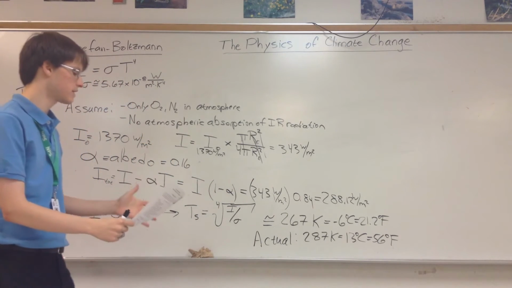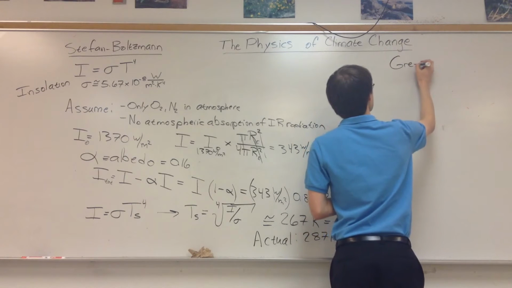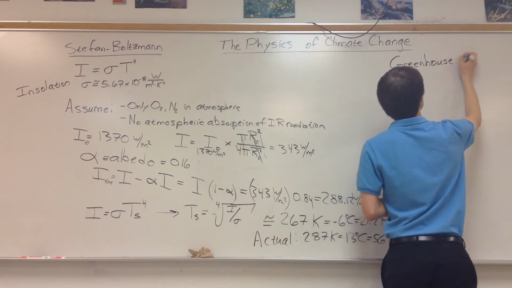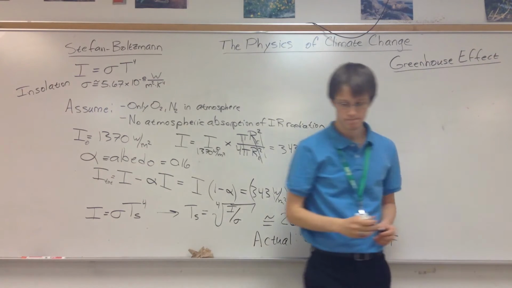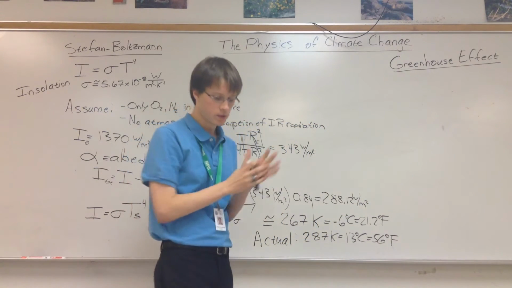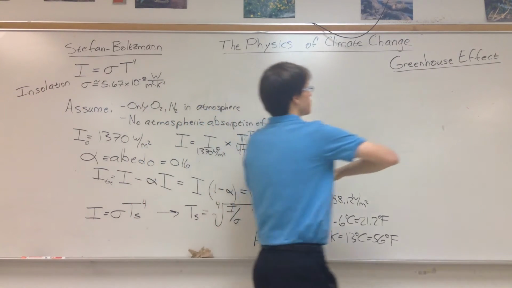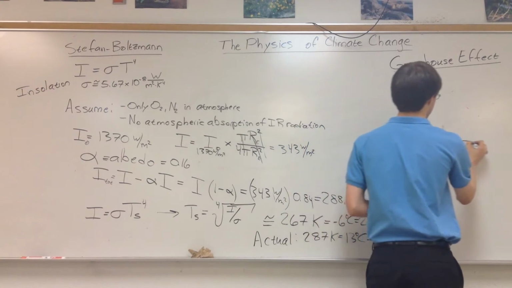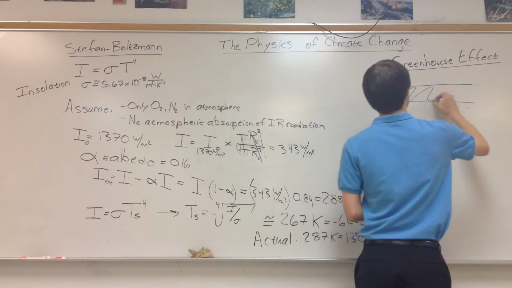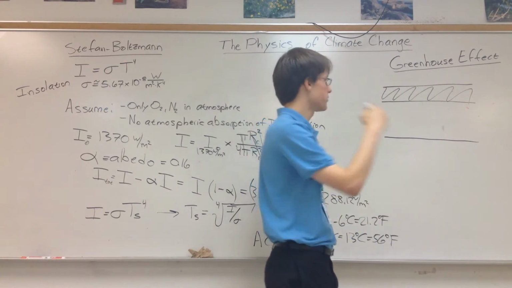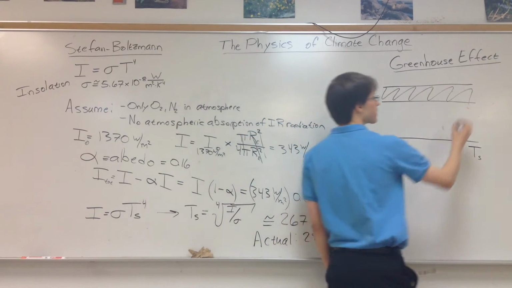So, moving on, the next step is to look at the greenhouse effect. We're going to introduce some atmosphere. Now we want to include infrared absorption of radiation by greenhouse gases. So I'm going to say that this is the surface of the Earth, and we now have an atmosphere. The surface of the Earth is going to have a temperature, which I'll call T sub S, and the atmosphere is also going to have a temperature, which I'll call T sub A.